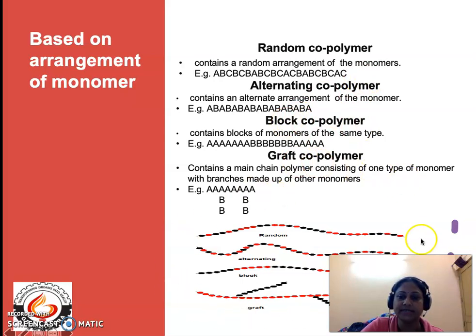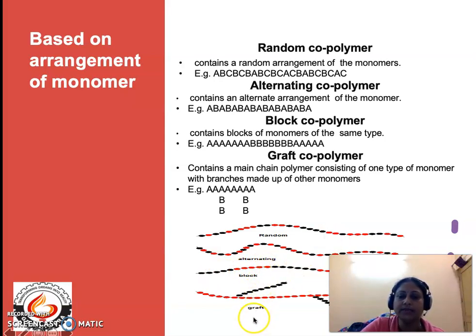Now, let us look at this diagram. This diagram shows two different colors, each color representing a particular monomeric unit. In the case of the random copolymers, the monomeric units are randomly arranged across the polymer chain. In the case of alternating, the monomeric units are arranged in an alternating fashion across the polymer chain. In the case of the block, this represents one block of the monomeric unit, and this represents another block of the monomeric unit. So, this represents the block copolymer.